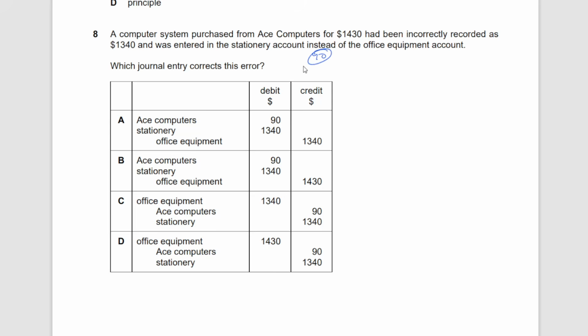Understated by 90, your computer. Let's see. And was entered in the stationery account. Stationery has nothing to do with it. Instead of office equipment. There is no entry in office equipment.